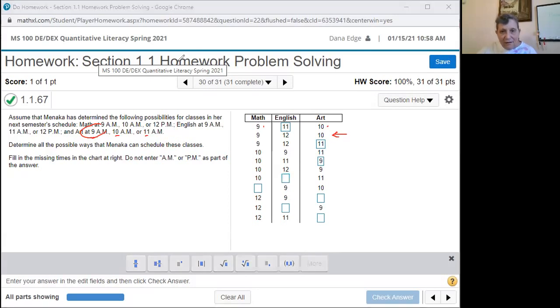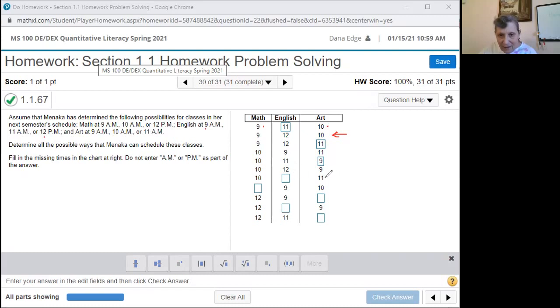Let me get rid of this. So English could be at 9 o'clock, it could be at 11 o'clock, or it could be at 12 o'clock. Now we've got English at 11 and 12 here with art at 9. If art is 11, then that knocks it out. So that leaves 9 o'clock or 12 o'clock for English. Is there another one already?